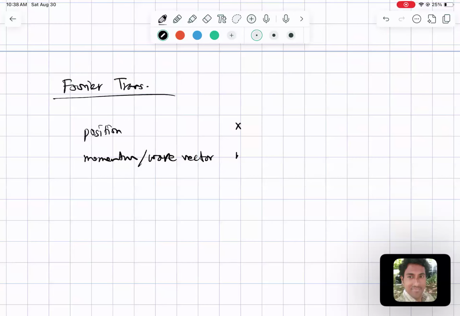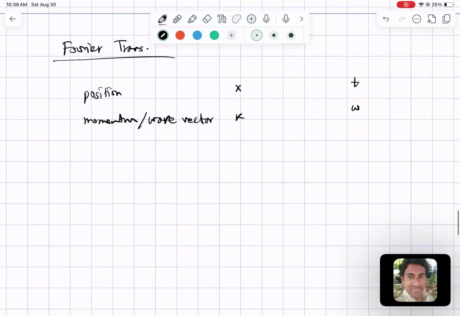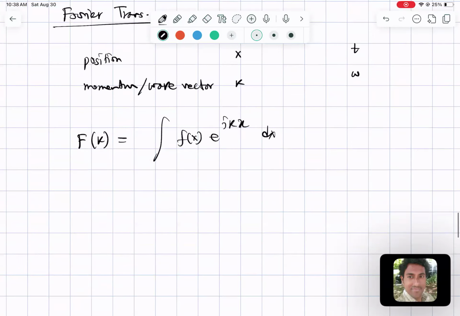Position x with vector k. Or we can go from time to frequency. So the formula is kind of straightforward. F of k equals the integral of f of x e to the power ikx dx, and there's some normalization factor in front. And f of x would be the integral of F of k e to the minus ikx dk.